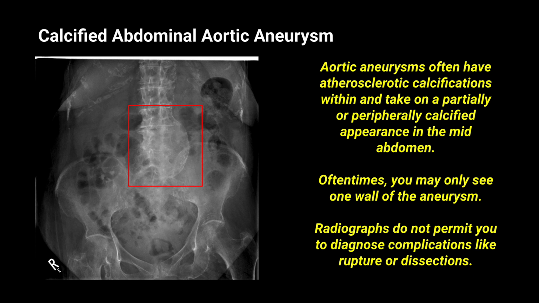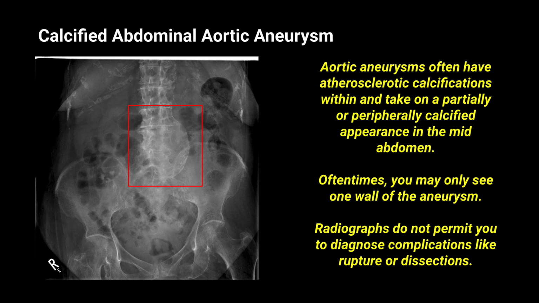So here we have a calcified abdominal aortic aneurysm. These calcifications are really within the wall of the aorta, and these are the atherosclerotic calcifications that you see. They take on almost a curved shape. You may not be able to see all walls of the aneurysm, so here you can only see the left side of the wall, but the right side is overlapped with the vertebrae, so you can't see that line nearly as clearly.